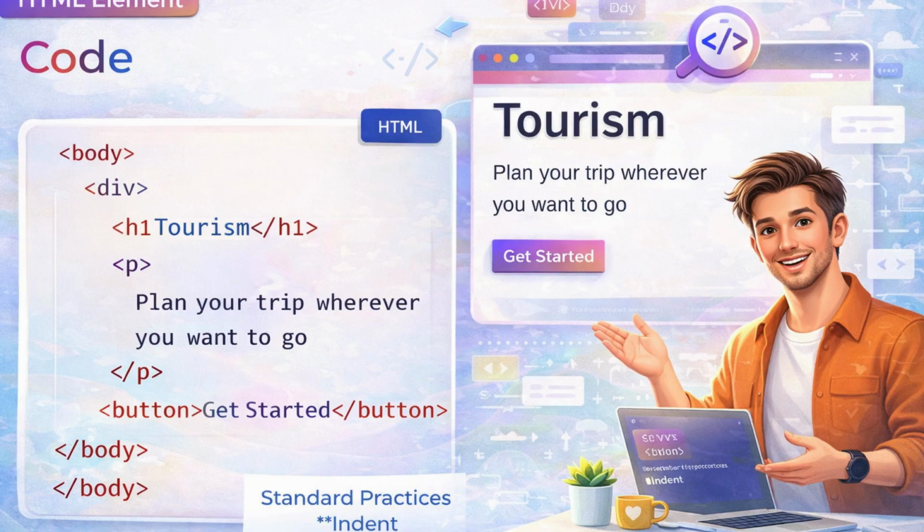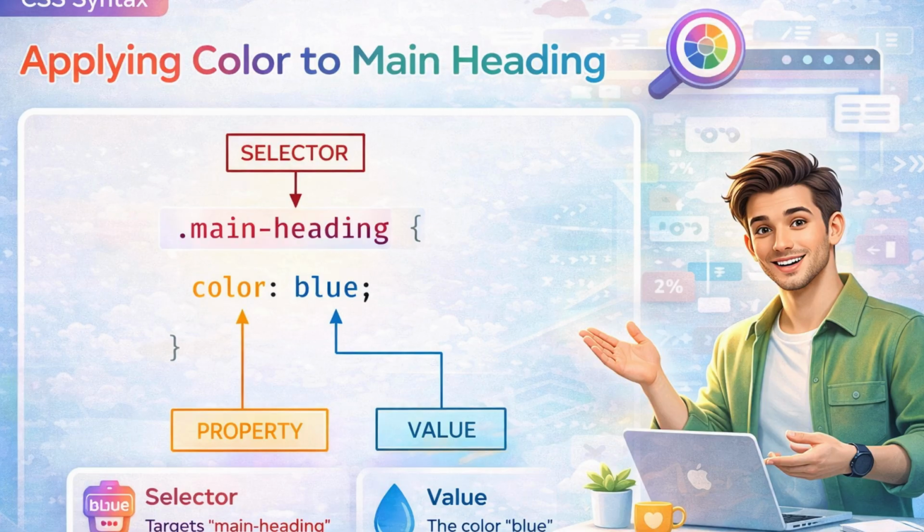Now one important thing to notice here is indentation. Proper spacing makes your code clean, readable, and professional, just like good handwriting. So overall, this simple structure builds a clean web page with a heading, description, and a button, a perfect starting point for any website. All right, now let's level up.